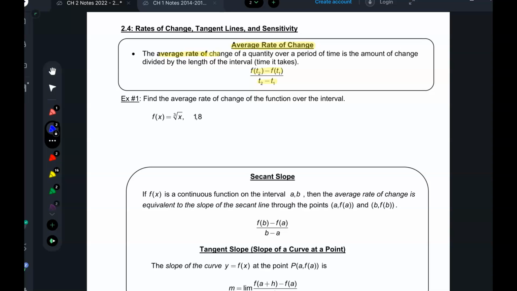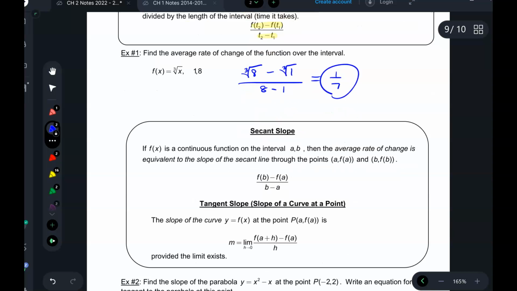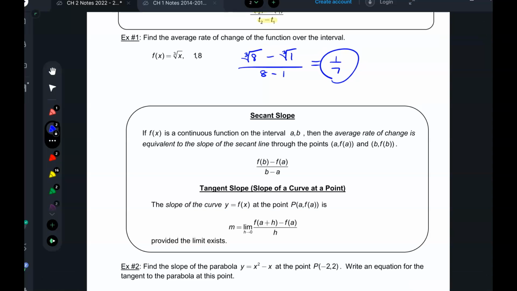You can do this, right? It's only cube root of x. I know, I make it sound so easy, and then you forget. 1/7? Cube root of 8 minus cube root of 1. Perfect. Okay. What does that mean?